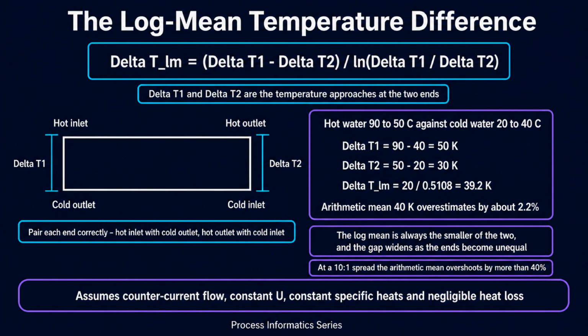Pair each end correctly. Hot water cooling from 90 to 50 degrees Celsius against cold water heated from 20 to 40 gives delta T1 of 50 Kelvin and delta T2 of 30 Kelvin. The log mean is 20 over 0.5108, which is 39.2 Kelvin. The arithmetic mean of 40 overestimates it by about 2.2%, and that gap widens as the ends become unequal.